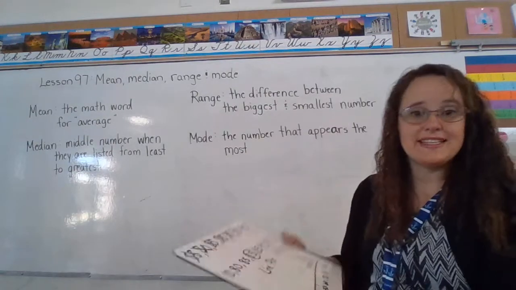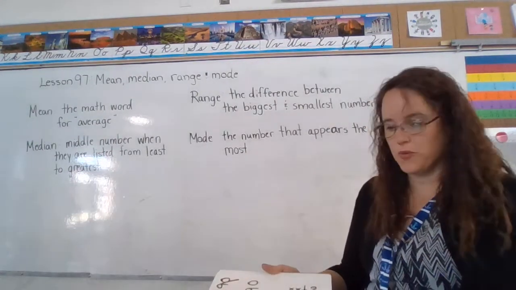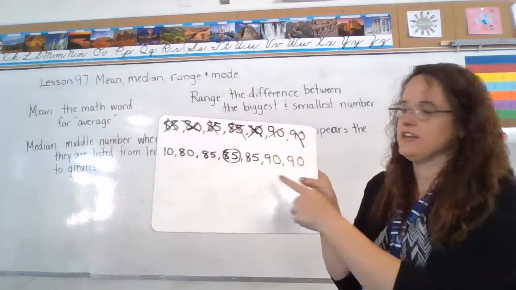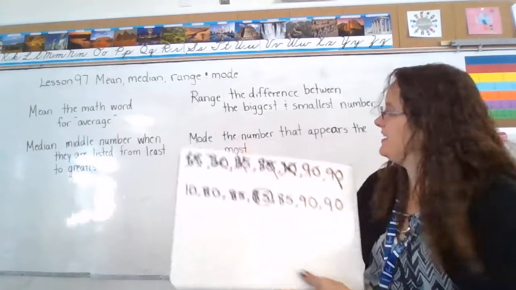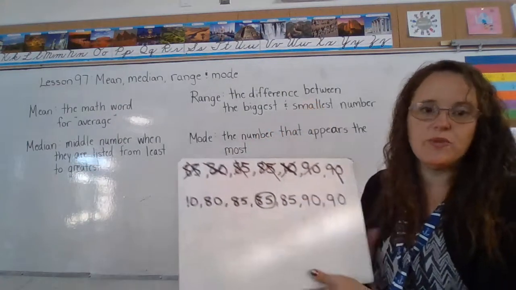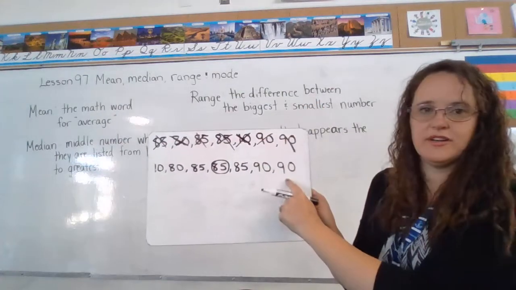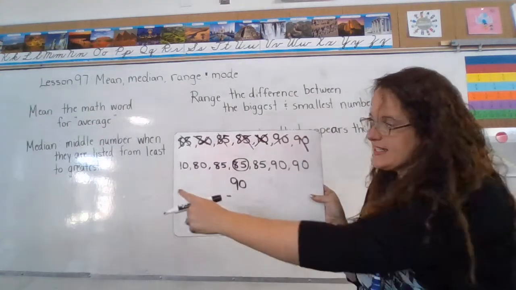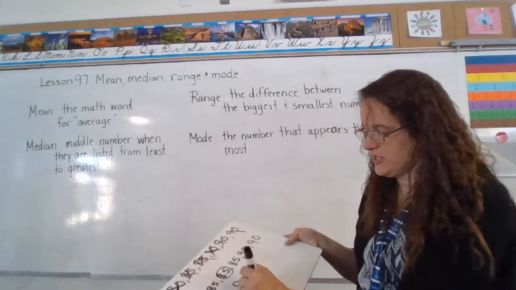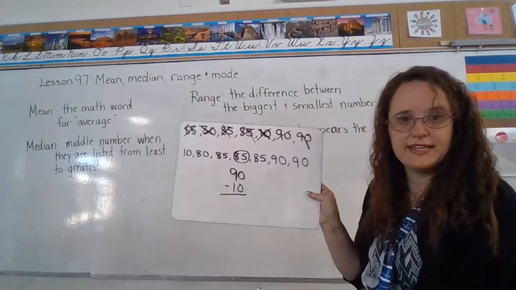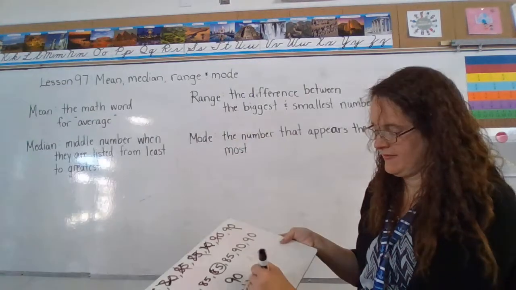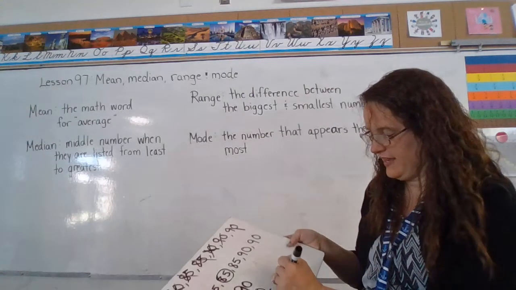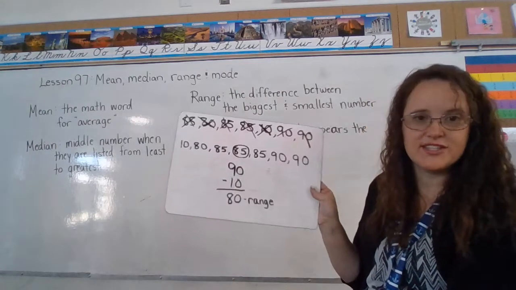All right, the next question wants us to find the range of Ian's scores. So I'll leave it listed here from smallest to biggest, and to find the range, we have to take the biggest score, which was 90, and we need to subtract the smallest score, which is 10. 90 minus 10 is 80, so 80 is the range of Ian's scores.